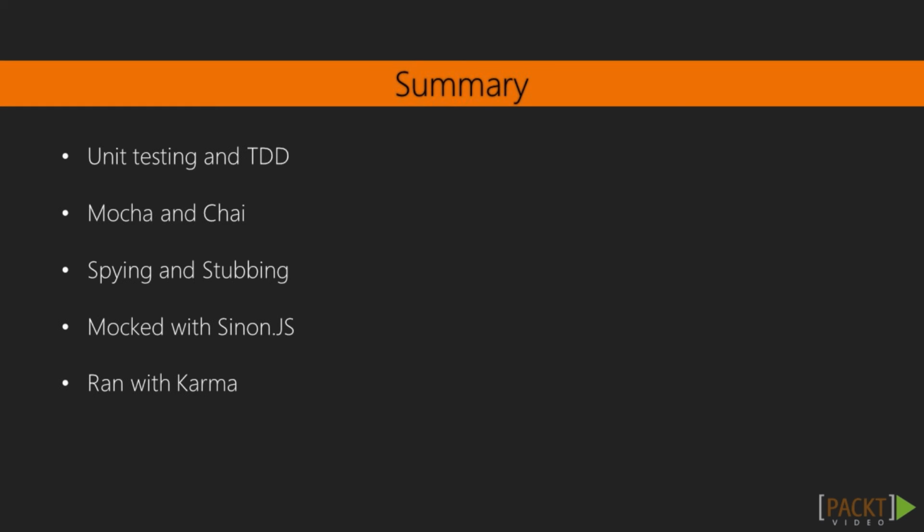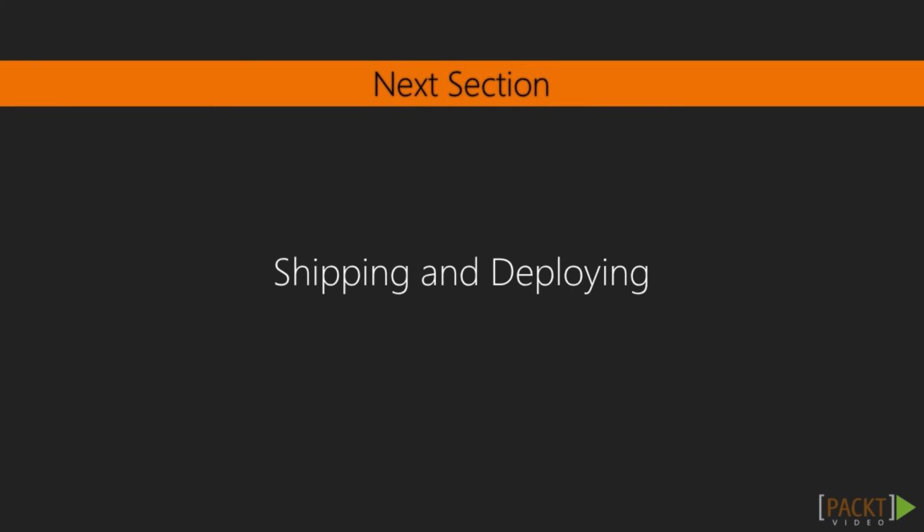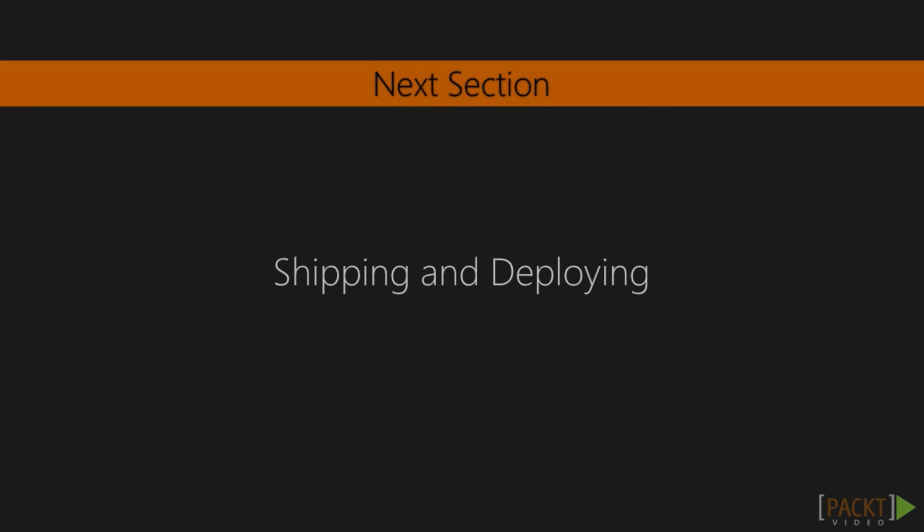We learned what Mocha is, what Chai is, and how to write tests. We learned what a spy is, what a stub is, and how to fake timers. We learned what Sinon.js is, what a mock is, and how to test our applications. In the next section, we will learn about shipping and deploying.